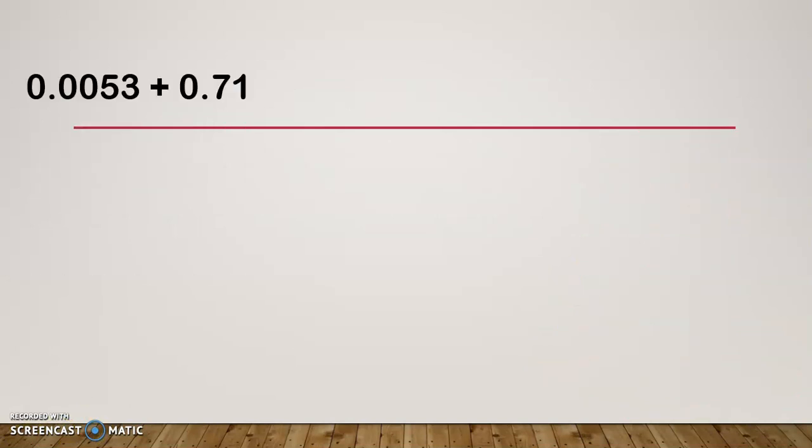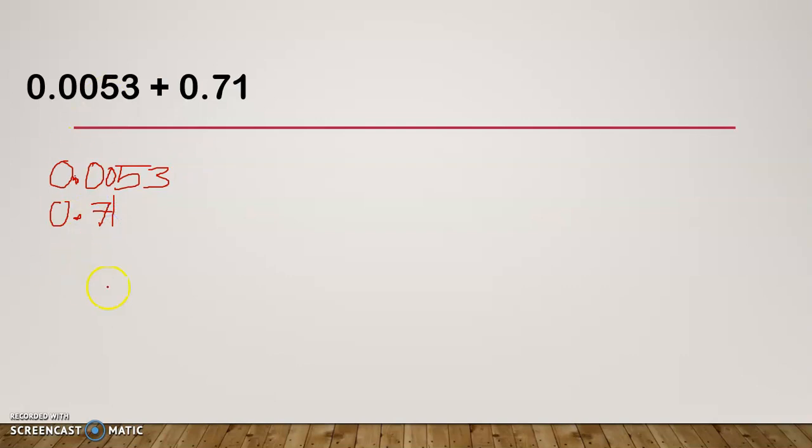Now, let's have a few more examples. I have here 53 10,000s and 71 hundreds. To add, again, let us arrange the decimals vertically. So this is 0 and then 0. And then 5, 5, 3. And then 0. Make sure that the decimal point is aligned. And then 7, 1.